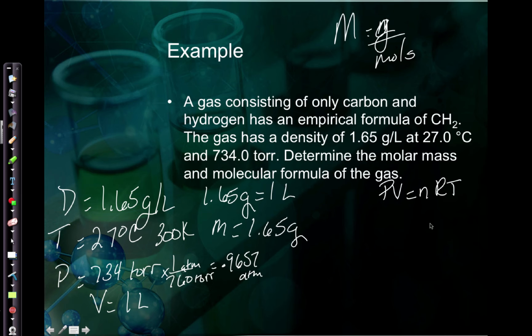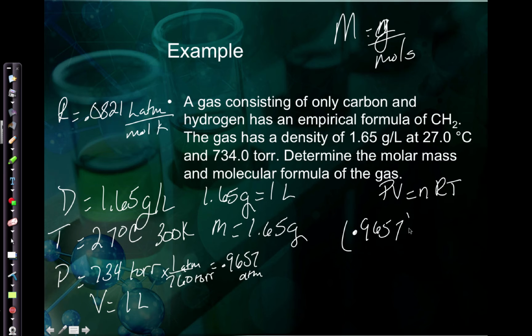Okay, so now I'm going to plug it in. Everything matches my R unit, which is this. So now I can just plug it into the formula and solve for N. All right, so P is 0.965, V is 1, N is unknown, R is going to be 0.0821, and my temperature is going to be 300. So now I'm going to multiply everything out.